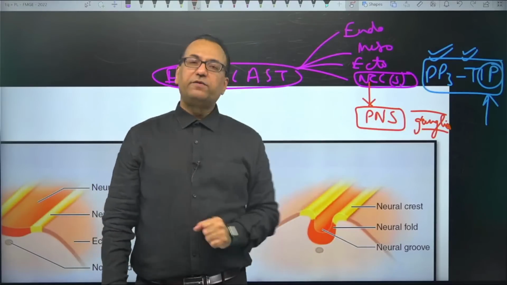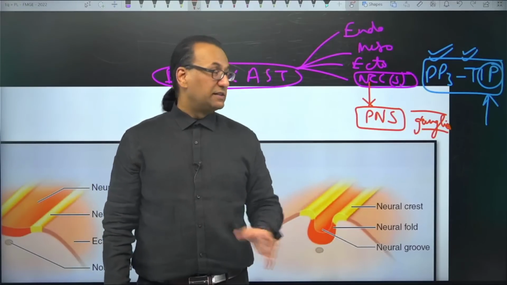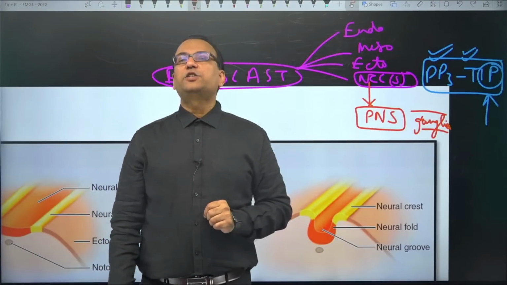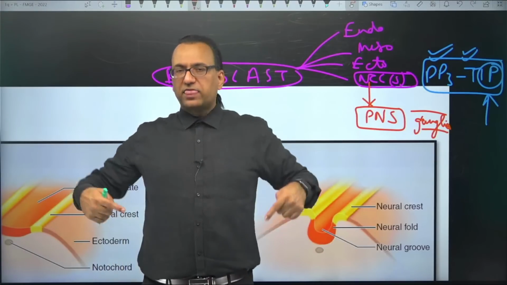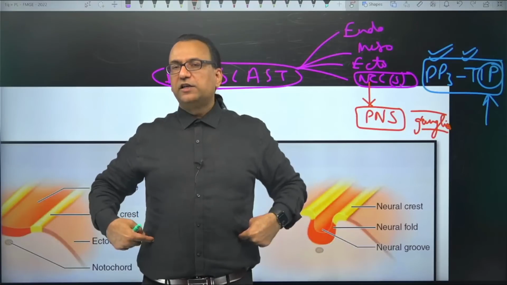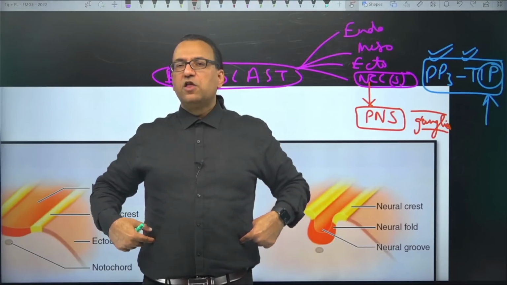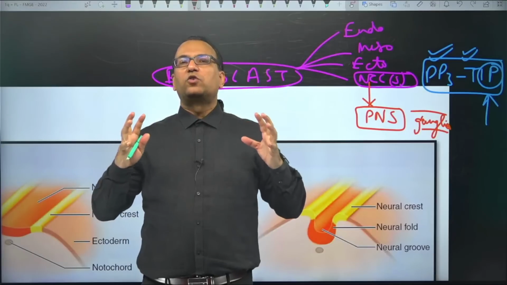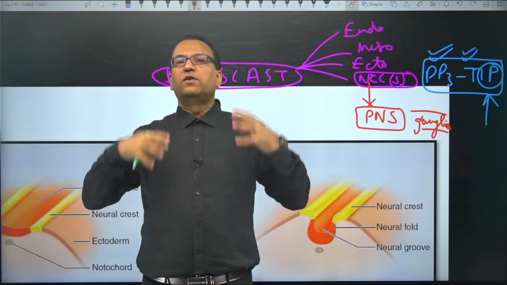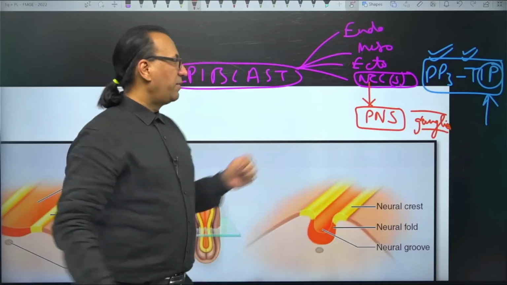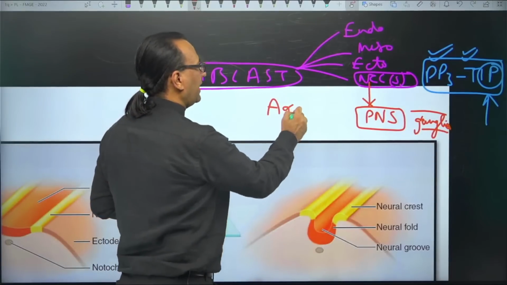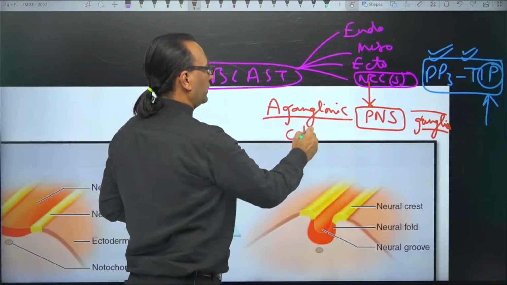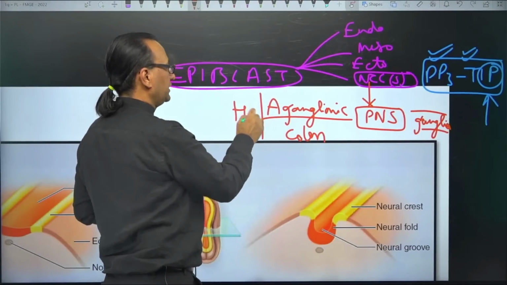Ganglia means peripheral nervous system, and they are from neural crest cells. For example, Hirschsprung disease in the large intestine. Neural crest cells are migratory. They did not go to the colon. No ganglia, so there will be an aganglionic colon. That aganglionic colon is Hirschsprung disease.